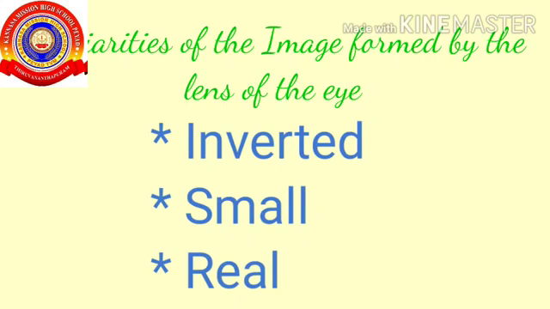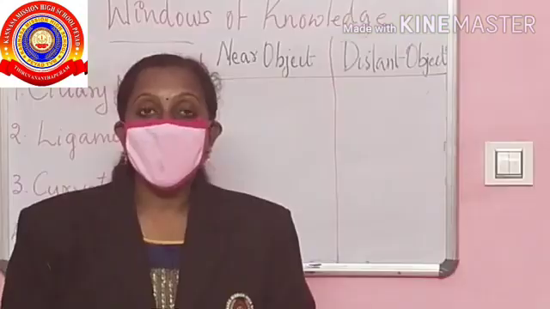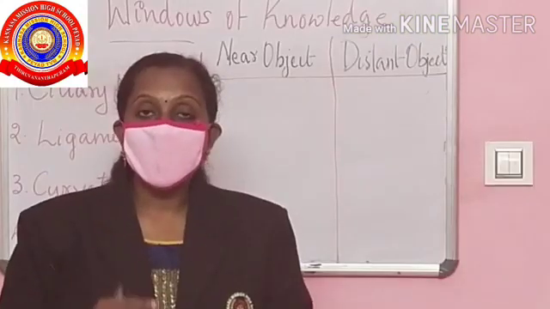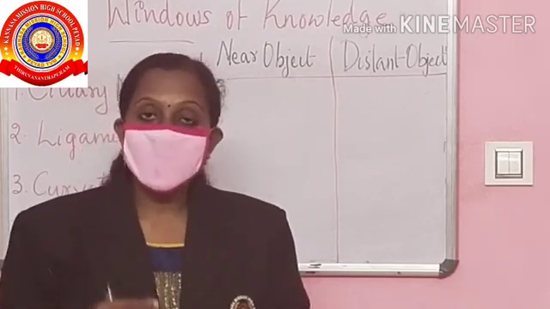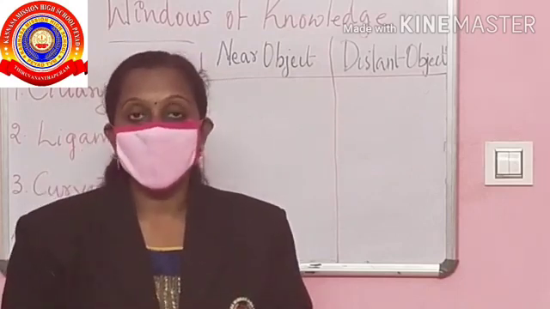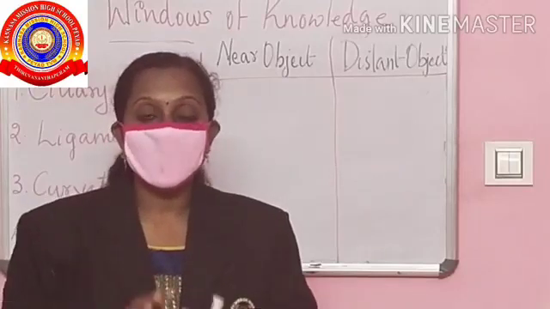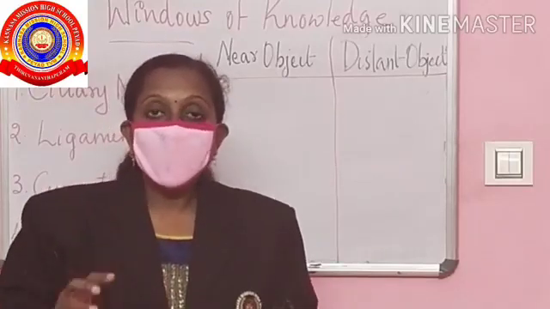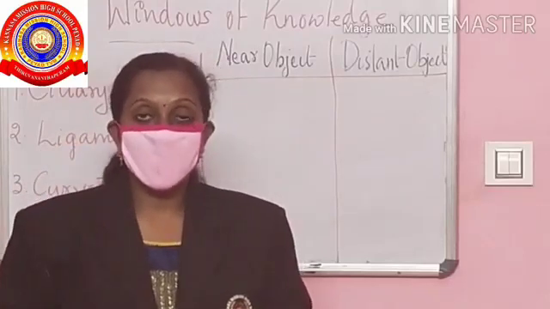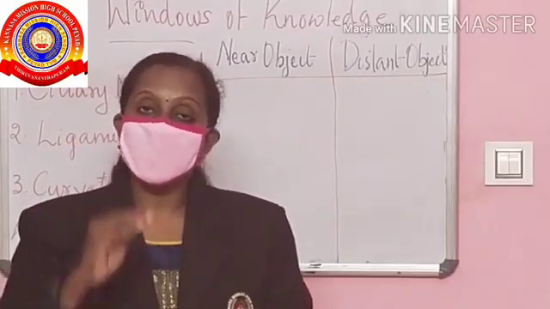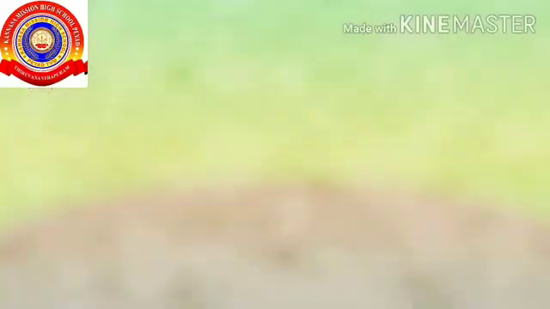The image formed in the retina will be inverted in position, small in size, and also it shows the real image. Our next topic is what happens to the eye while viewing near object and distant object. While viewing near object and distant object, some changes happen in the ciliary muscles, ligaments, curvature of the lens and focal length. Just have a look.